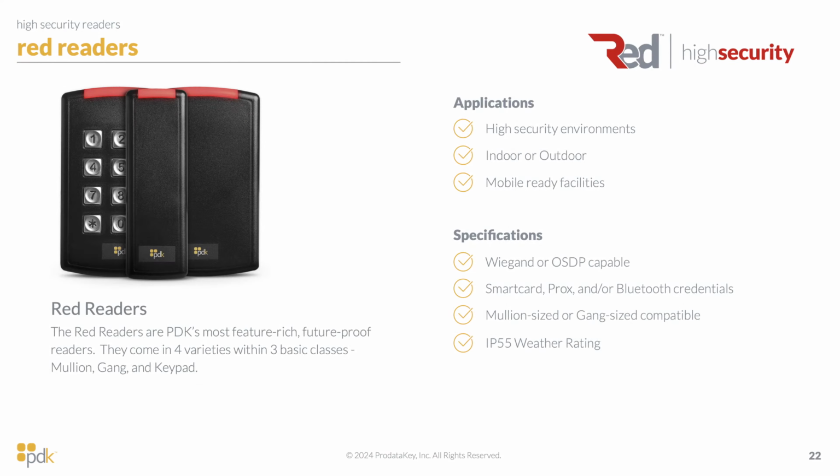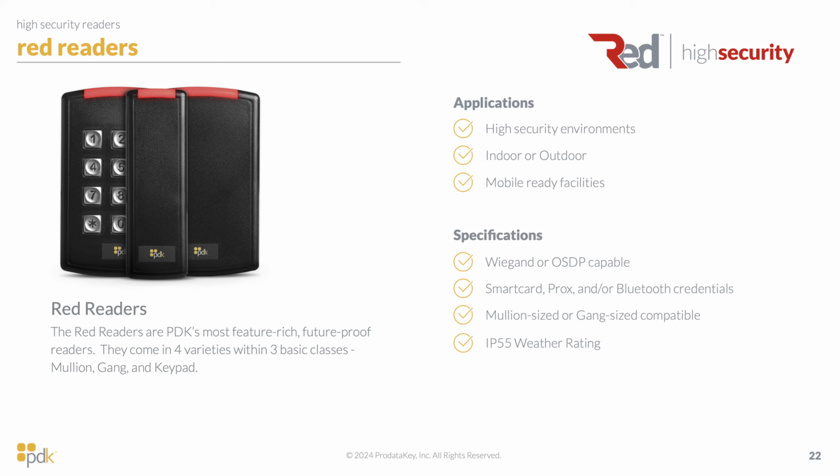Getting started with the red readers though. We have those 12 different varieties. They're designed for high security environments. Each and every one of those red readers has high security components. And what that high security means is that it has the OSDP and it has the 13.56 megahertz smart cards. So any red reader will support both Wiegand and OSDP.